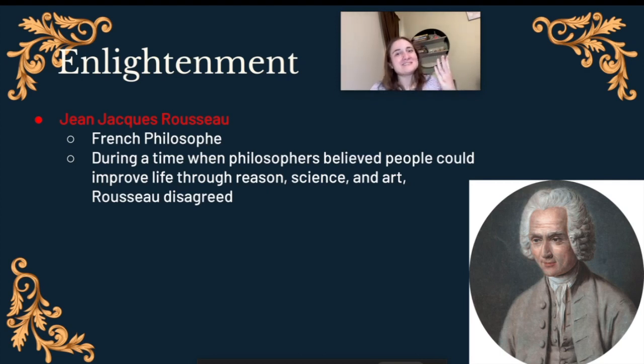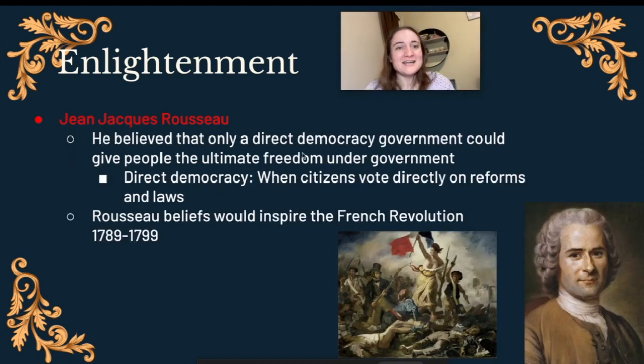Rousseau was on the pessimistic side, okay? He disagreed with all of this. So he believed that only direct democracy government could give people the unlimited freedom that they needed. And if you don't know what a direct democracy is, that's all right. You'll get there when you take your government class, which will be for most of you next year. So direct democracy is when citizens vote directly on reforms and laws in the government.